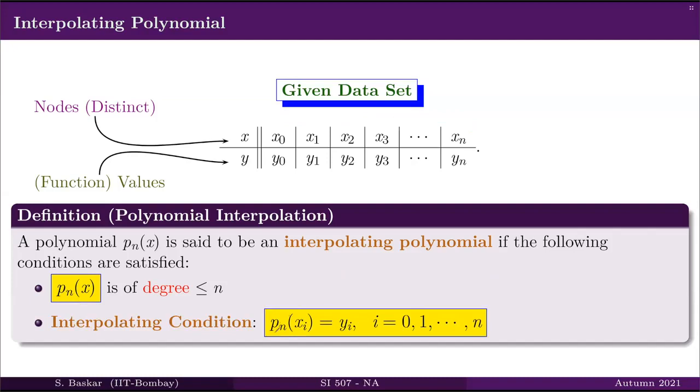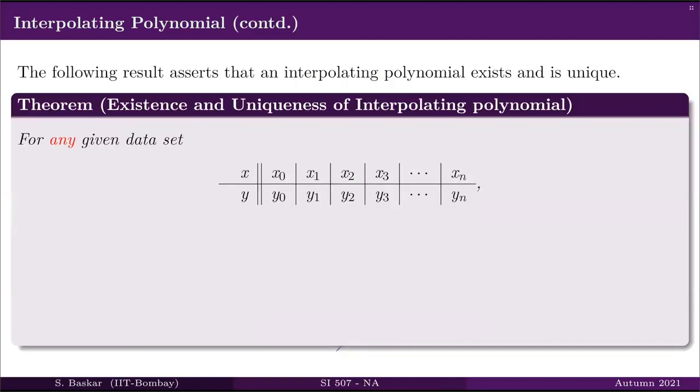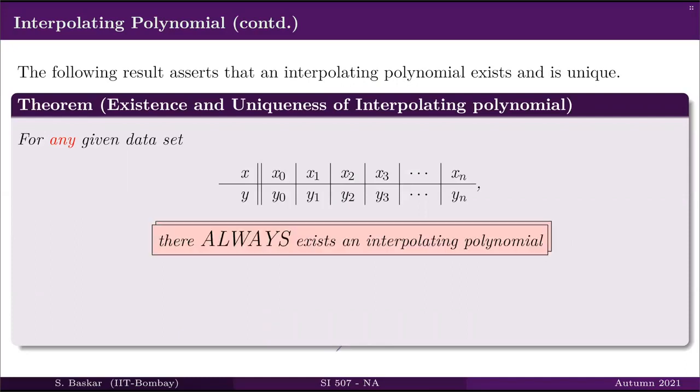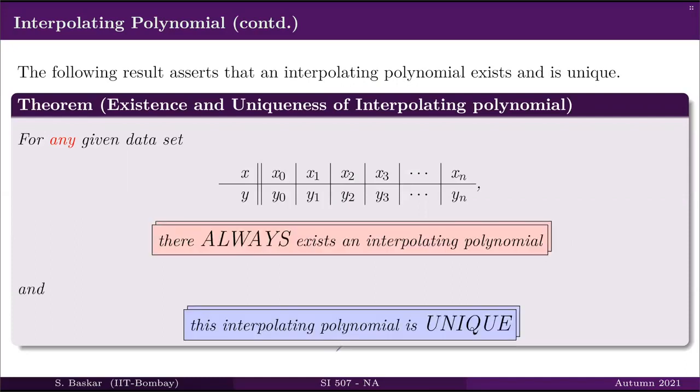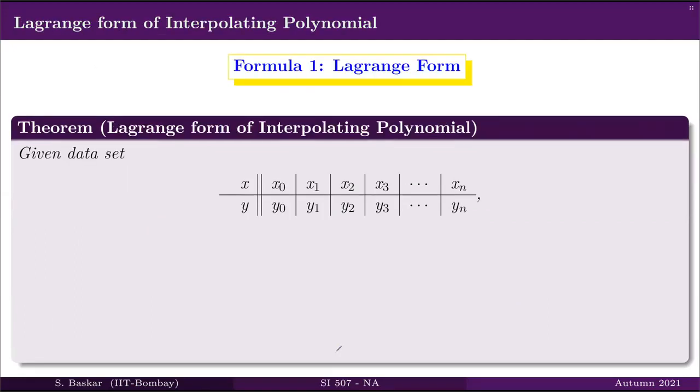In other words, you have the polynomial Pn of x. If you put xi into the polynomial Pn, then you should get the value yi. That is also called the interpolating condition. In the last class, we saw that for a given set of data, we always get an interpolating polynomial and it is always unique. We will now go on with the construction of such polynomials.